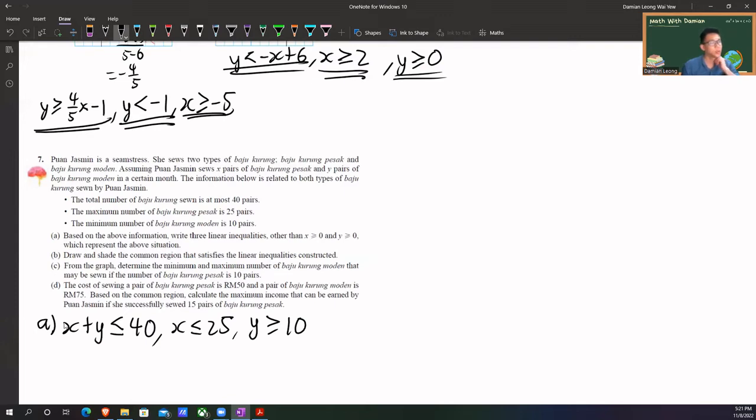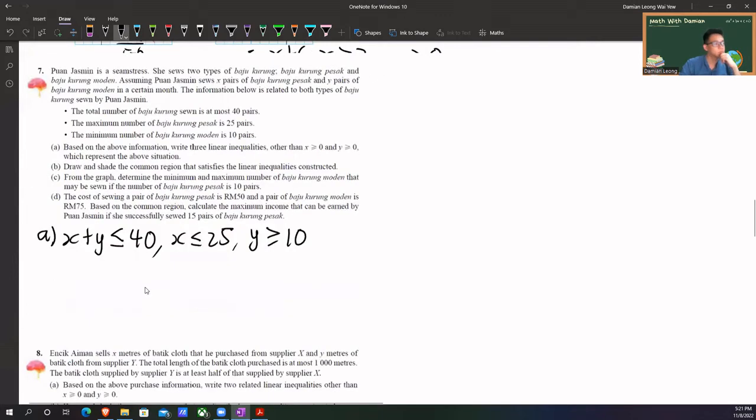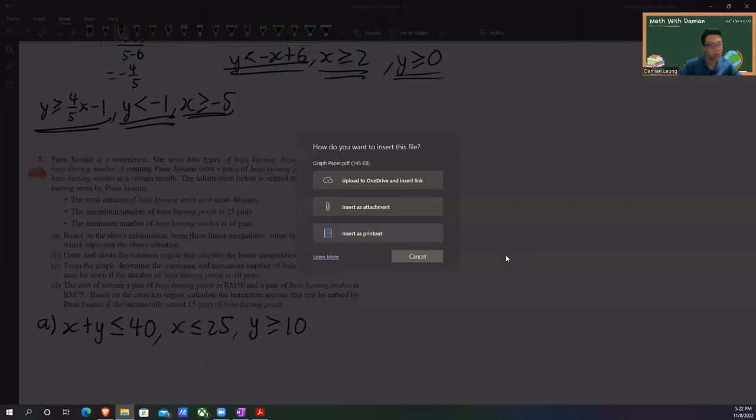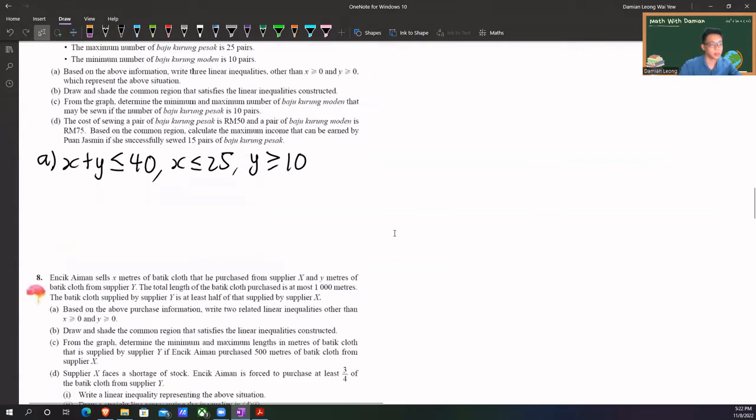Okay, so using these 3 inequalities, we just want to draw it out and shade. Usually for this kind of question, they will provide you with a graph paper. So let me put the graph paper in here.